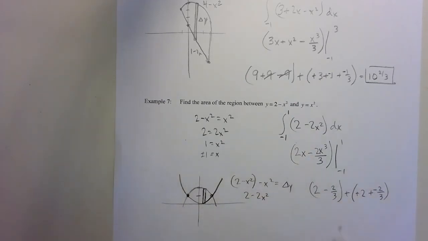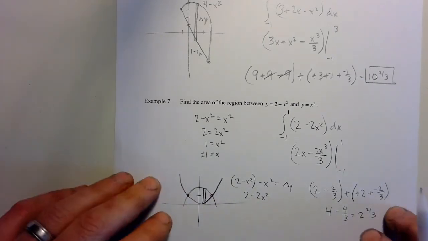So I got 4 minus 4/3. I'm combining these two and combining those. So that's going to give me 2 2/3. And if you want to change this to 12/3 minus 4/3, you can write this answer as 8/3. It doesn't really matter how you leave your answer when it's all said and done.